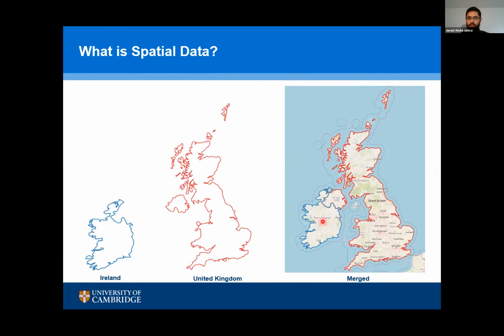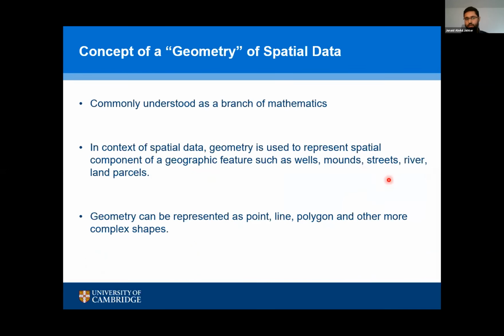So now let's look into how we can store our data in the form of these boundaries and what is the associated concept for this. So now we will be looking into the concept of geometry of spatial data. Commonly, we might be familiar with geometry as the branch of mathematics that deals with different shapes and the relationship between them.